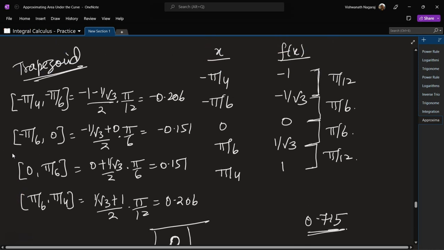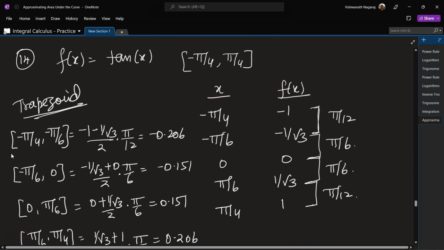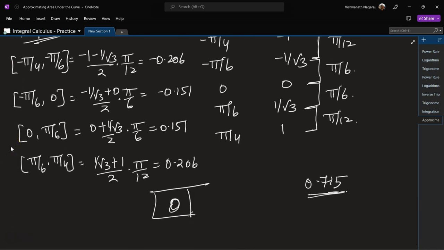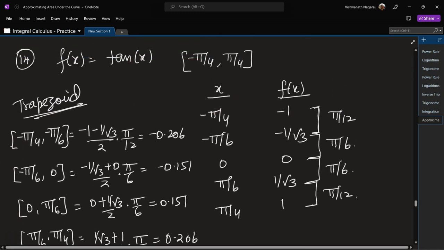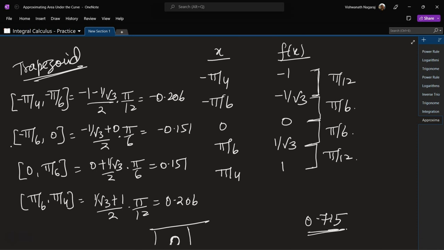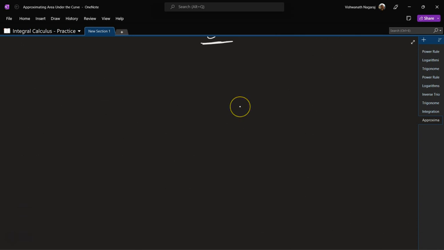Okay. Even without doing all these calculations, we could have figured out at least the mathematical answer, because we know tan is a function which is symmetric across the origin, right? And the interval that is given is also minus pi by 4 to pi by 4. So that means both the areas will be equal across the origin. So they will both cancel out and the answer would be 0. Okay. 15th problem.